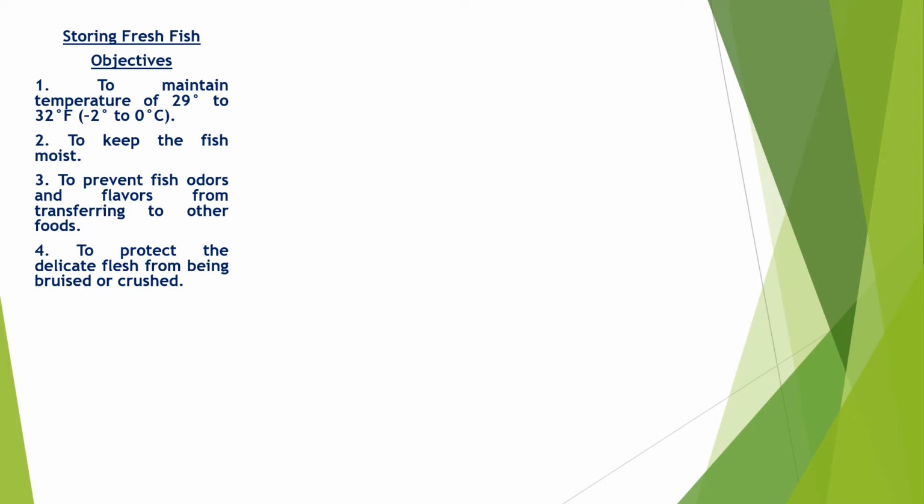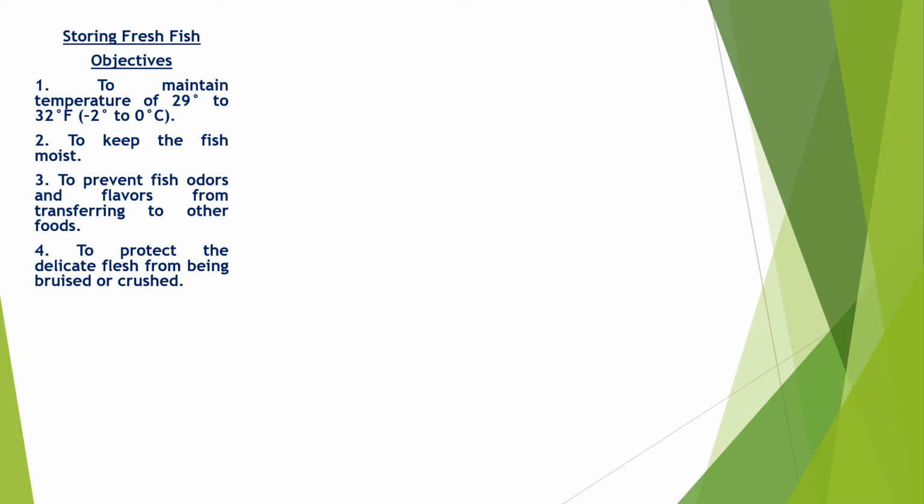The first one is to maintain a temperature of 29 to 32 degrees Fahrenheit, which equals -2 to 0 degrees Celsius. Number two, to keep the fish moist. Especially if the fish is a lean fish, you don't want the fish afterward to be dry. You want the fish to keep moist. Number three, very important, to prevent fish odors and flavors from spreading to other foods.